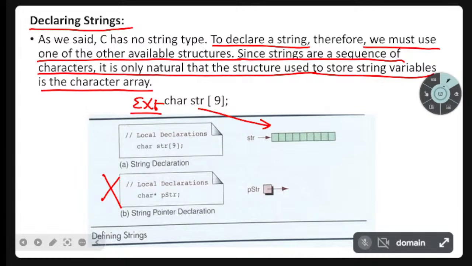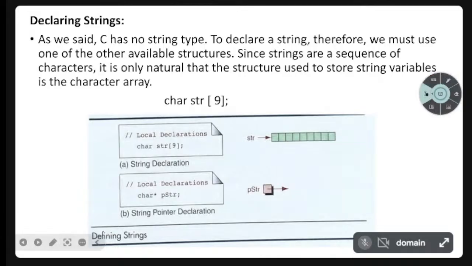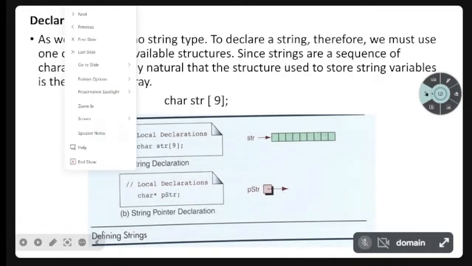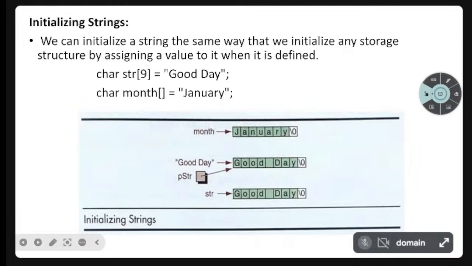Finish. Definition, just example. Char string of size 9. Only 9 characters we can store. Array size is 9, only 9 characters. Example. Just write example. Don't write the content.